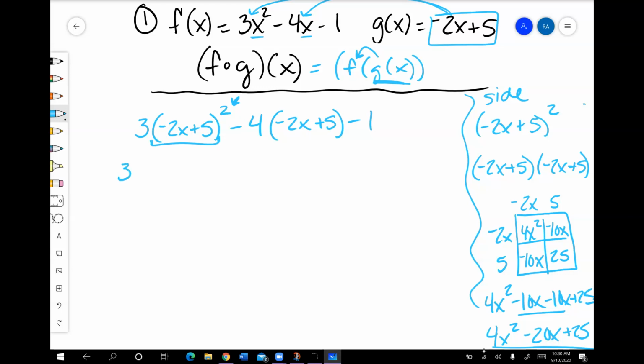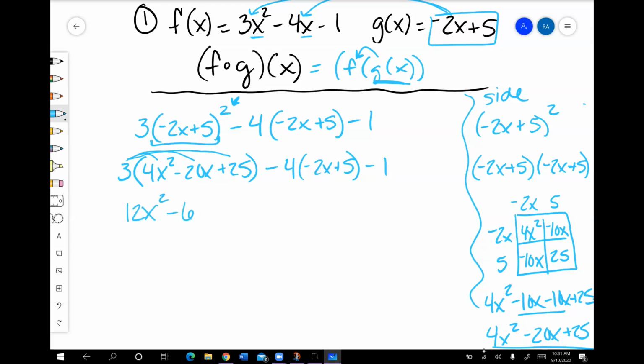So I have 3 parentheses 4x squared minus 20x plus 25 minus 4 parentheses negative 2x plus 5 minus 1. Okay? All right. Next, you get to what we remember. Anytime there's a number on the outside of the parentheses, we distribute that number. So I'm going to distribute 3 to everybody in that parentheses. Okay? And I'm going to get 12x squared minus 60x plus 75.